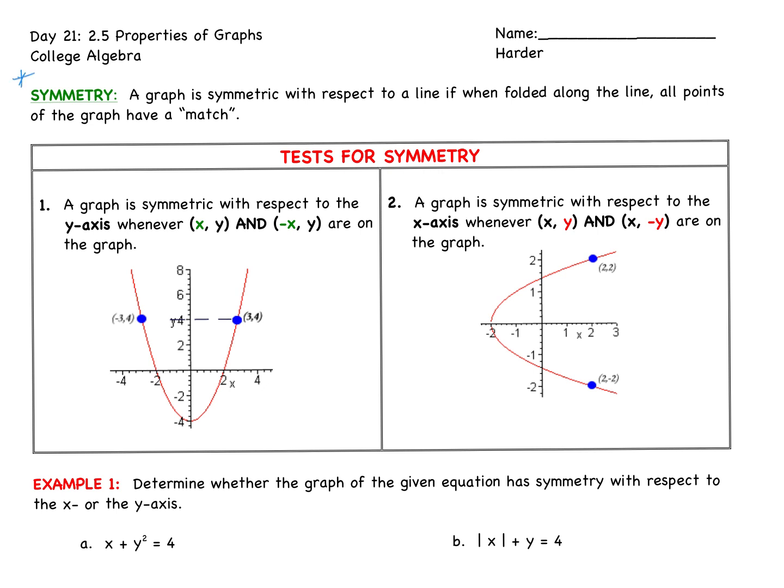You can see at the top, a graph is symmetric with respect to a line if, when folded along the line, all points of the graph have a match. You've heard symmetric before. We've talked about it with a parabola. A parabola has an axis of symmetry. If we fold the parabola in half, one side will fall on the other side. That's what symmetric means. This parabola is symmetric to the line that goes down the middle. So that's the general idea with symmetry.